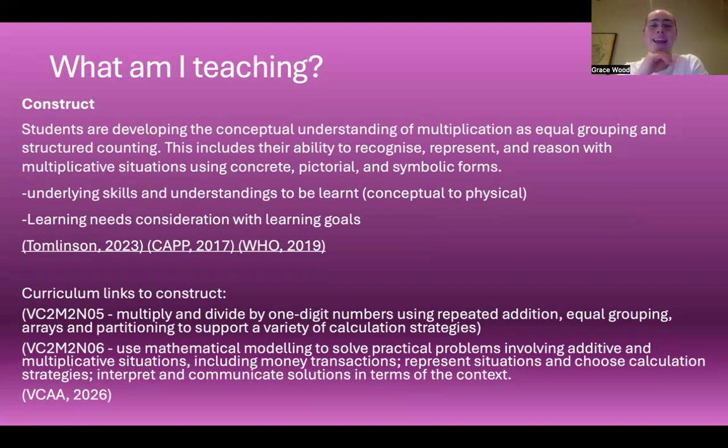multiplicative questions. The learning needs considerations for these learning goals are in line with Thomson's differentiation practices, the Universal Design for Learning, and the World Health Organization, to ensure that each learning variation is getting the specific strategy that it needs. The curriculum links are at the bottom.